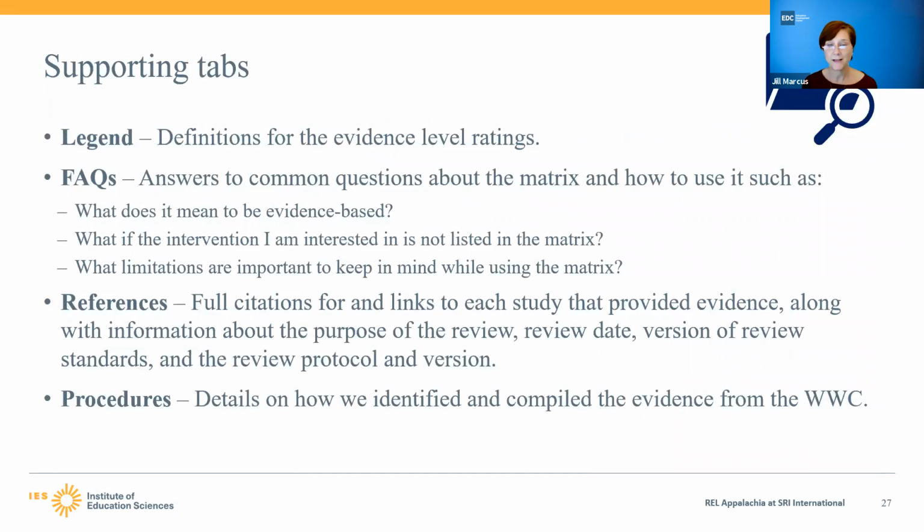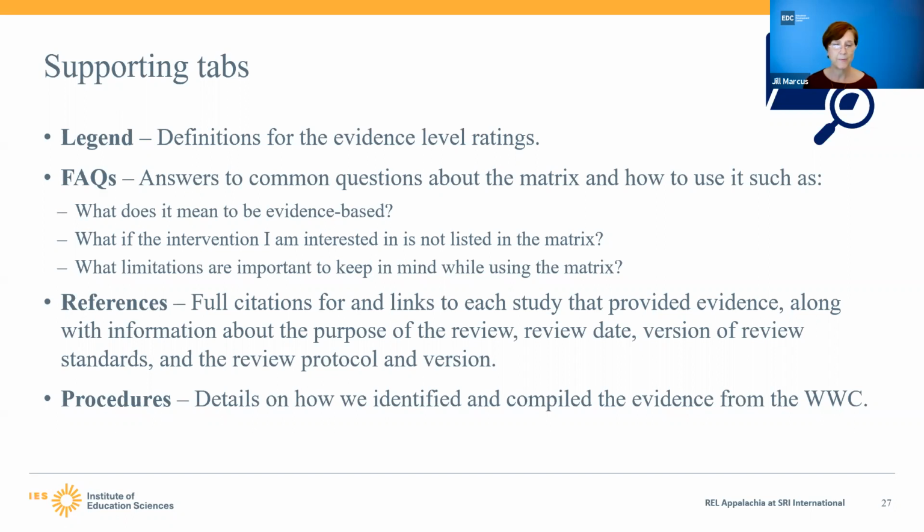To support your use of the matrix, I want to point out that there are several other supporting tabs, which you will see at the bottom when you have it open. Along with an introduction tab that describes the purpose of the matrix and how to use it, the Legend tab provides detailed definitions and criteria for the tier 1 and tier 2 evidence level ratings. On the FAQ tab, you will find answers to several common questions about the matrix, such as, what does it mean to be evidence-based? What if the intervention I am interested in is not listed in the matrix? And what limitations are important to keep in mind when using the matrix?